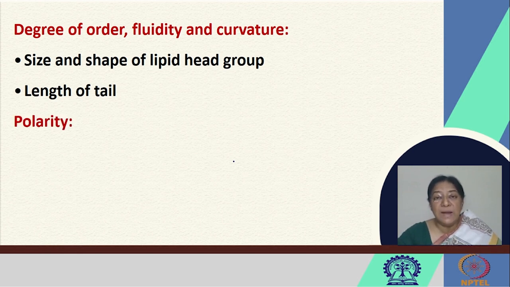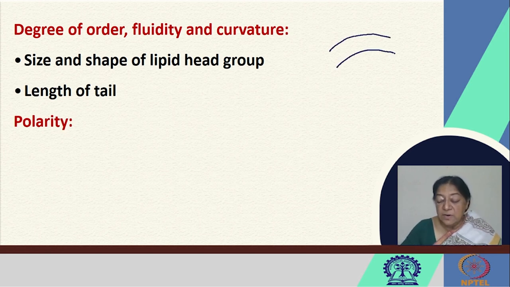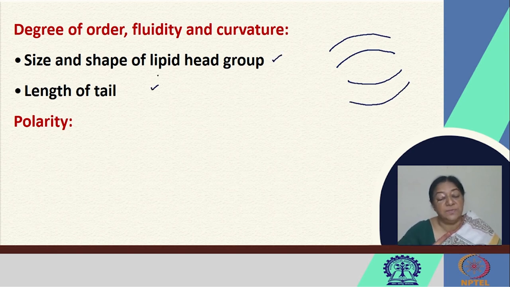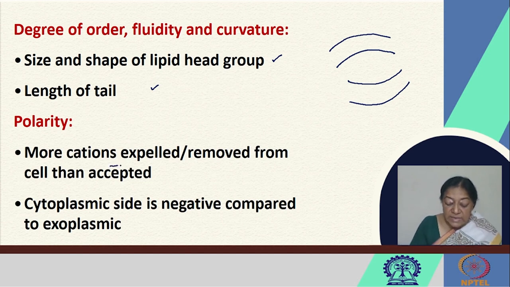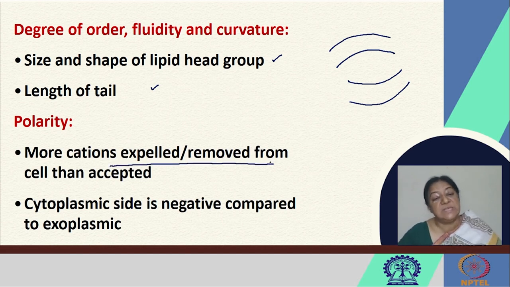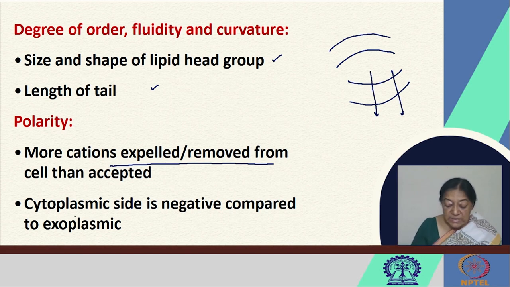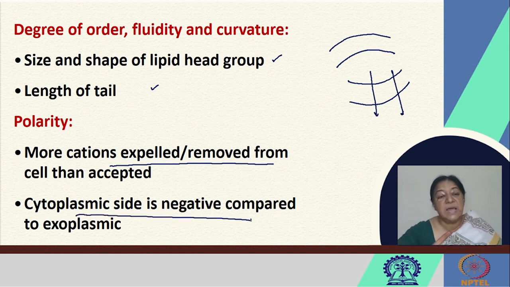If we look at the polarity of the membrane now, we have either the curvature this way or this way, depending upon the type and size of the lipid head group and the length of the tail. The polarity, on the other hand, evolves because more cations are expelled or removed from the cell than accepted. So if more cations are expelled, the cytoplasmic side is slightly negative compared to the exoplasmic side.